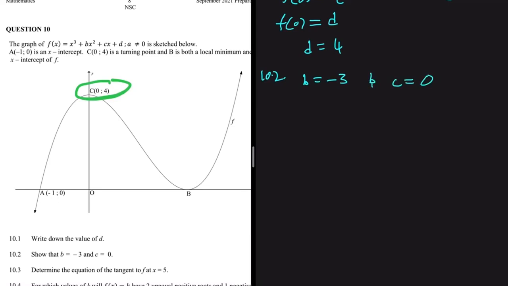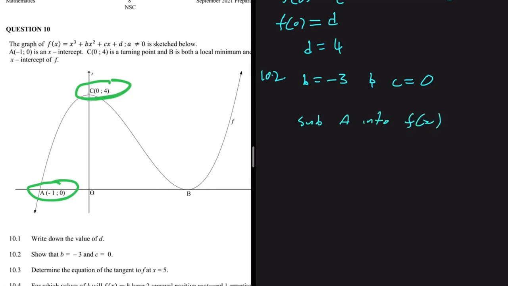So the rule of thumb in math is that if you have two variables, you're going to need two equations. If you have three variables, you're going to need three equations. So since we have two here, let's try and find two equations. So what we can do, we can substitute this point A on our graph into f of x, right?